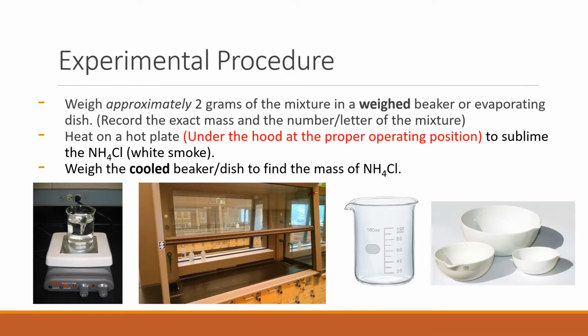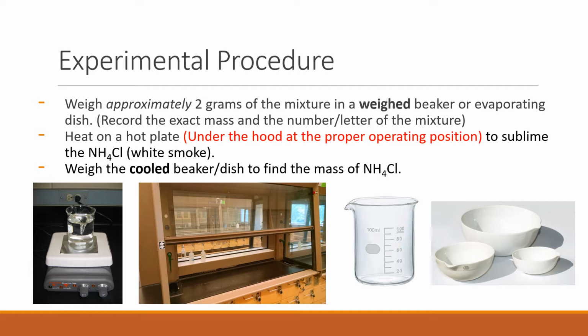So the procedure starts out: you weigh about 2 grams of your mixture into either a beaker or evaporating dish. For this video, we will be using a beaker. Then you'll directly heat the mixture on a hot plate. That will cause the ammonium chloride to sublime out of the mixture, and you'll start to see a white smoke forming.